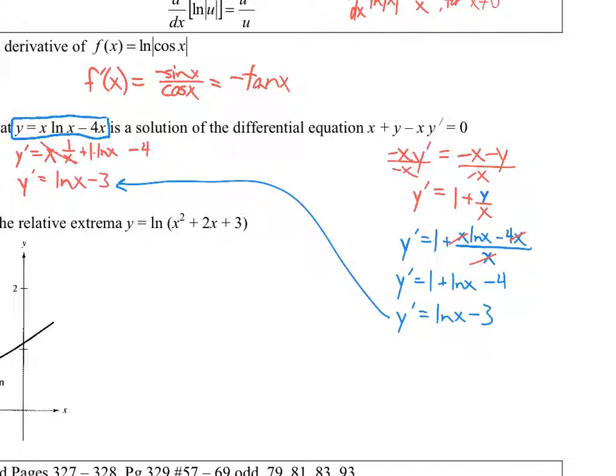So that's another application. And again, there are multiple ways you could have done this. I could have plugged that in for y at the beginning and showed that it came out to y prime equals 0. Either way works.